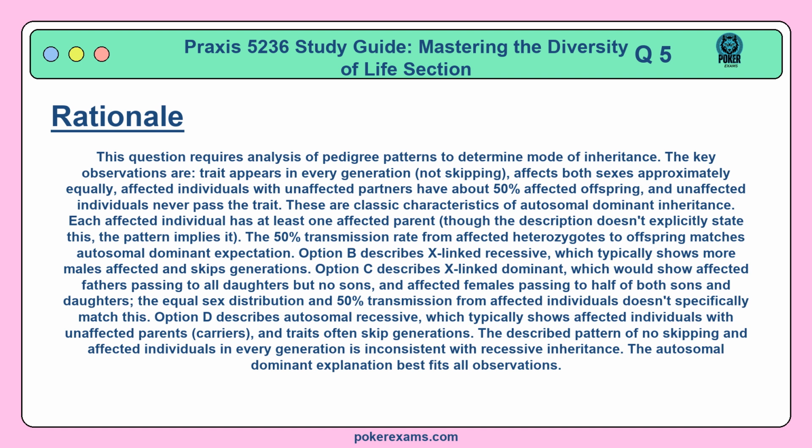Option D describes autosomal recessive, which typically shows affected individuals with unaffected parents, carriers, and traits often skip generations. The described pattern of no skipping and affected individuals in every generation is inconsistent with recessive inheritance. The autosomal dominant explanation best fits all observations.